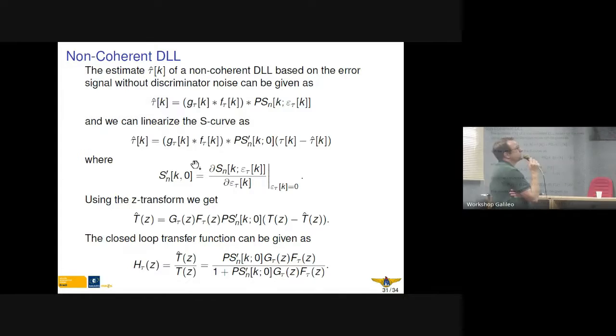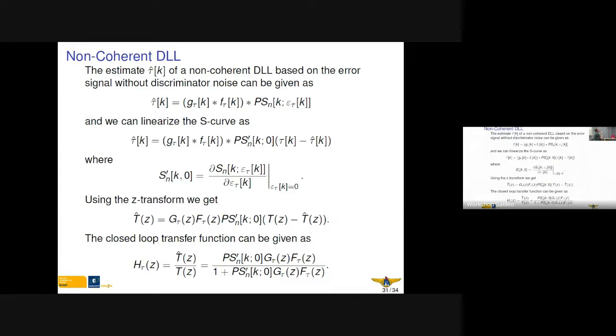Yeah, for the non-coherent DLL, the estimate tau hat k of a non-coherent DLL based on an error signal without discriminator noise can be given here in the time domain. We have the integrator G of tk convolved with the loop filter, convolved with the error signal without noise.